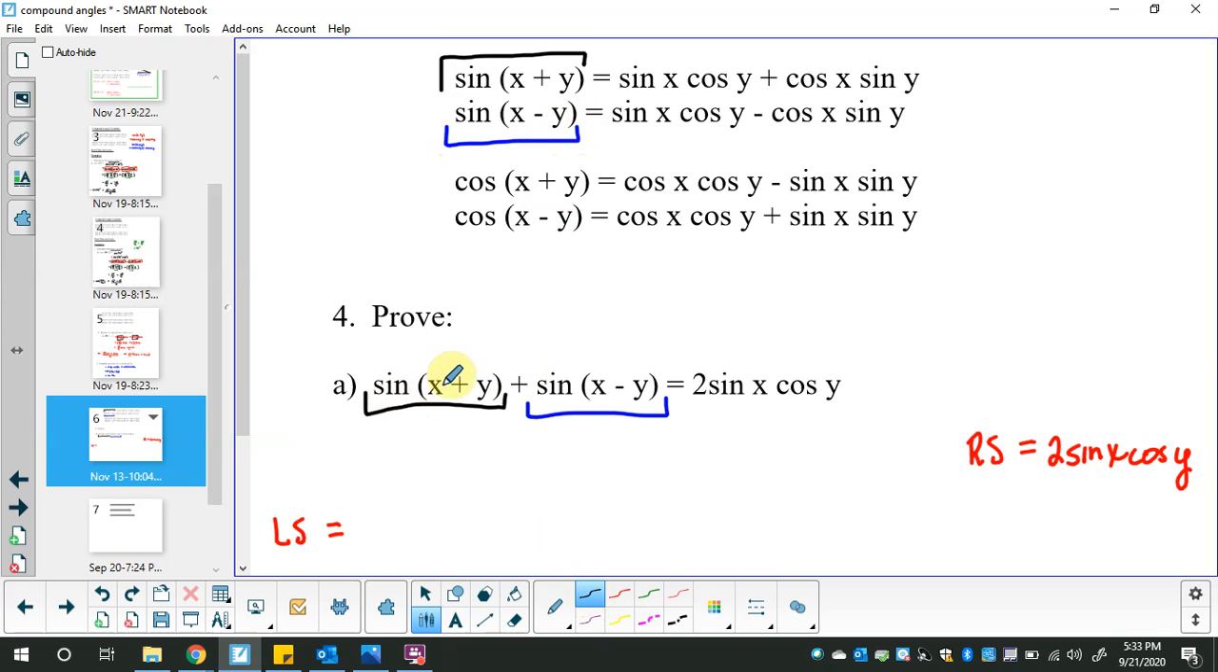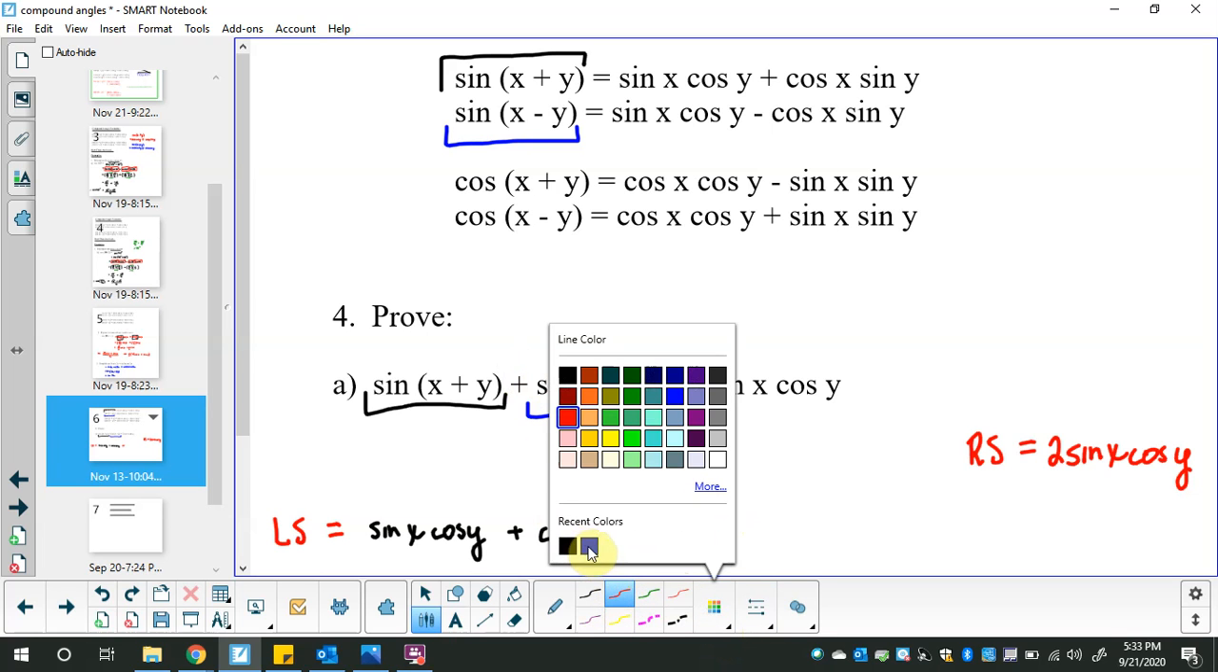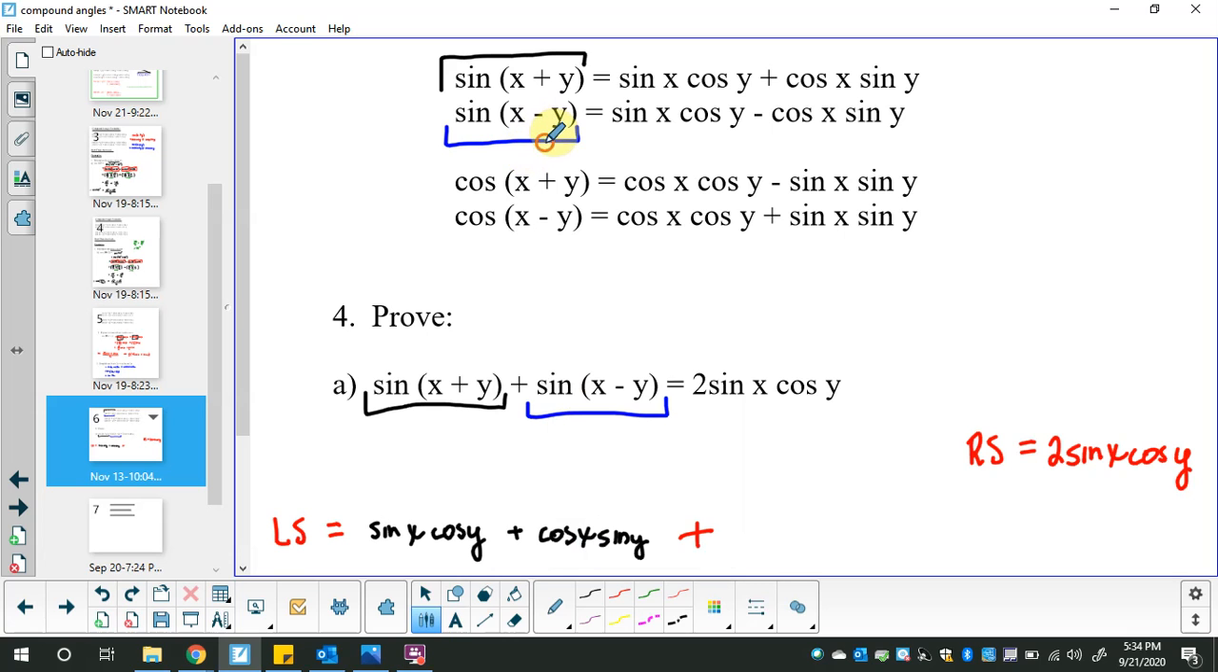I'm going to take sine x plus y, compound angle, and I'm going to do the stretchy side, which is not a technical term. So sine x cos y plus cos x sine y. My hand did it, my mouth didn't. Plus sine, that's this plus sine. And then I'm going to dig out blue just for the color coding. And I'm going to take this, which is sitting here, and stretch it out. So sine x cos y minus cos x sine y.